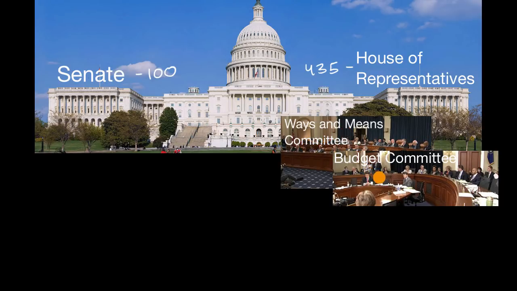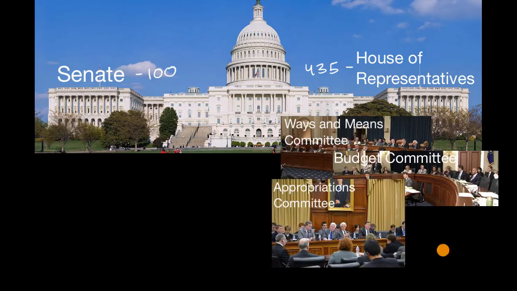But the Budget Committee decides what is actually the budget of the government. The president can make a proposed budget, but it's the Budget Committee that actually decides on what budget Congress will actually vote on in the House. Now, once you have a budget, you have to think about how you're going to spend that money. And that's what the Appropriations Committee is focused on. Which programs get how much funding? So once again, this is a very powerful committee to be on.